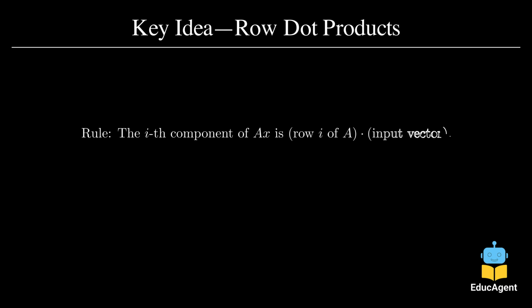Matrix vector multiplication is built from dot products. Each row of the matrix dots with the input vector to produce one output component. Here, X just means the input vector in general. We'll also use names like V or W later. Compute row 1, then row 2, then row 3, and stack the results.